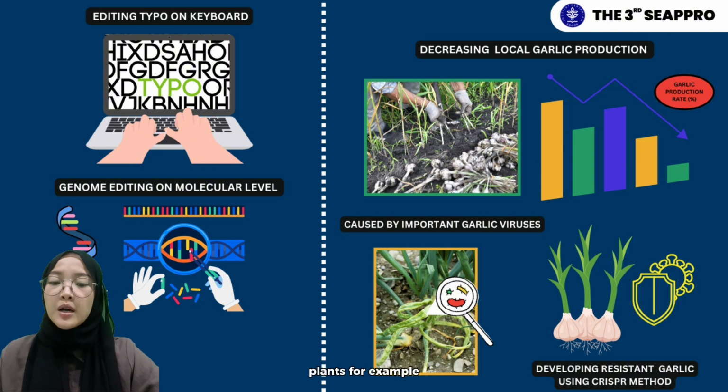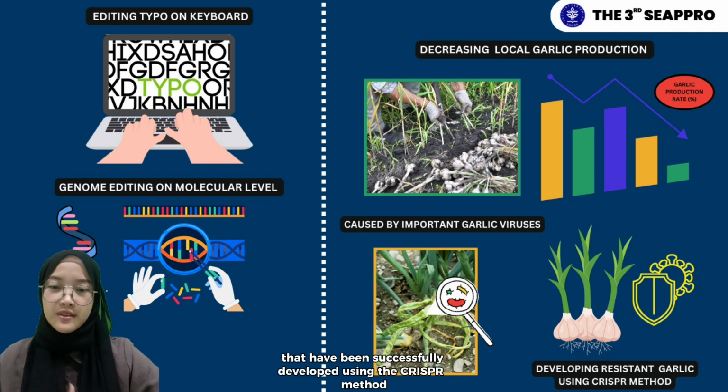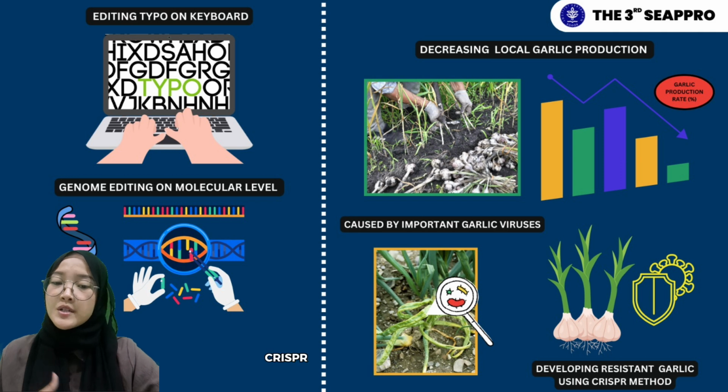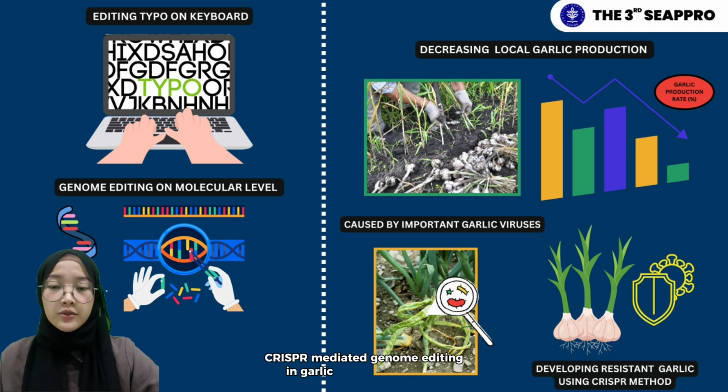For example, potato that has resistance to potyviruses such as potato virus Y has been successfully developed using the CRISPR method. To date, CRISPR-mediated genome editing in garlic crop has not been reported. Yet, garlic is an important crop due to its various benefits.